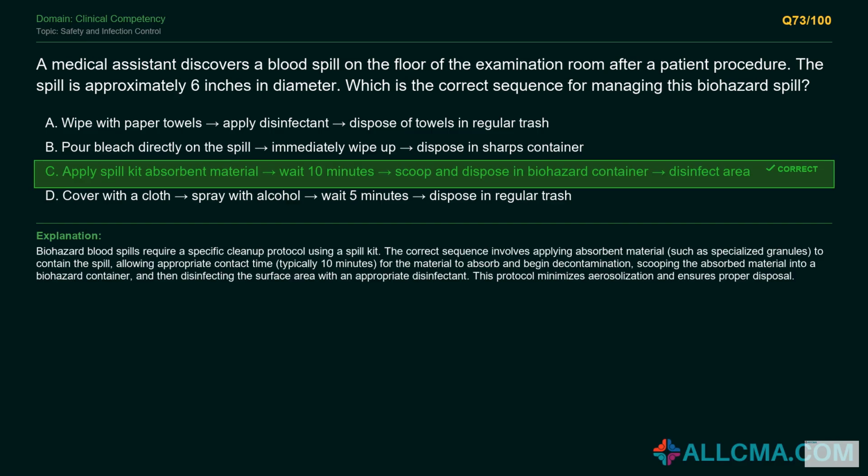The correct answer is C. Biohazard blood spills require a specific cleanup protocol using a spill kit. The correct sequence involves applying absorbent material, such as specialized granules, to contain the spill, allowing appropriate contact time, typically 10 minutes, for the material to absorb and begin decontamination. Scooping the absorbed material into a biohazard container and then disinfecting the surface area with an appropriate disinfectant. This protocol minimizes aerosolization and ensures proper disposal.